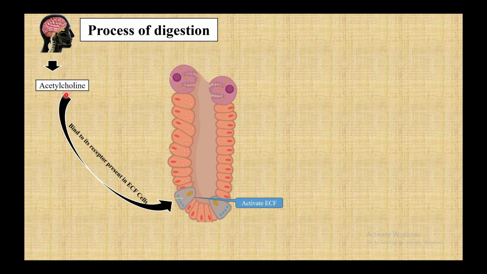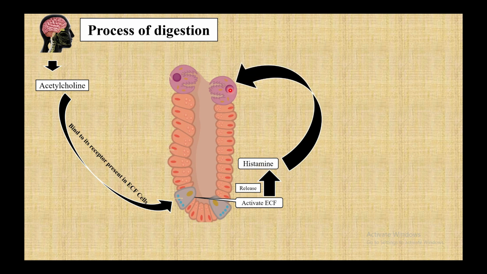So when this acetylcholine is coming and binding to this receptor of the ECL cell, this ECL cell will get activated. You are seeing here, this ECL cell will get activated. So when the ECL cell is activated, it will start to release an important chemical known as histamine. So when this histamine is released, it will go and bind to its receptor present in the parietal cell. So the parietal cell has a histamine receptor.